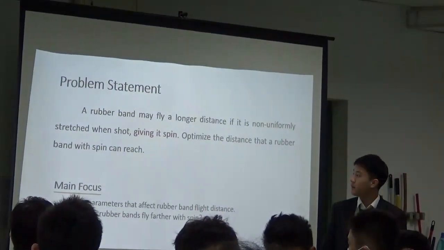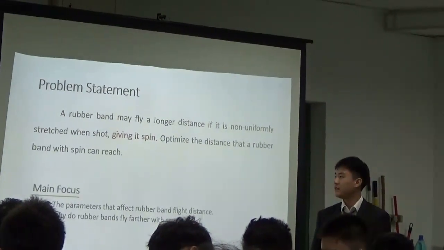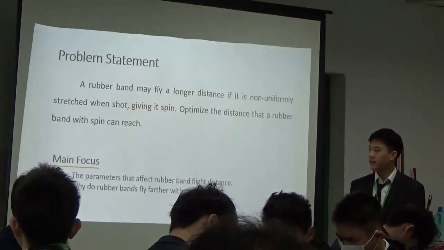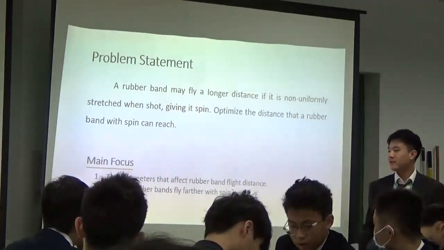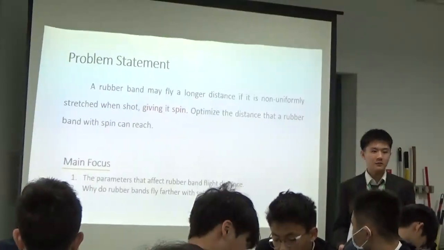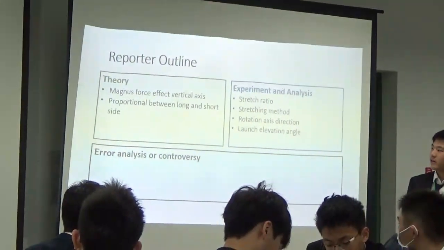Statement: a rubber band may fly a longer distance if it is non-uniformly stretched and shot straight, giving it a spin. Optimize the distance that a rubber band with spin can reach. I'll be mainly focusing on the parameters that affect rubber band flight distance and why rubber bands fly farther with spin. So this is the outline for the recorder.